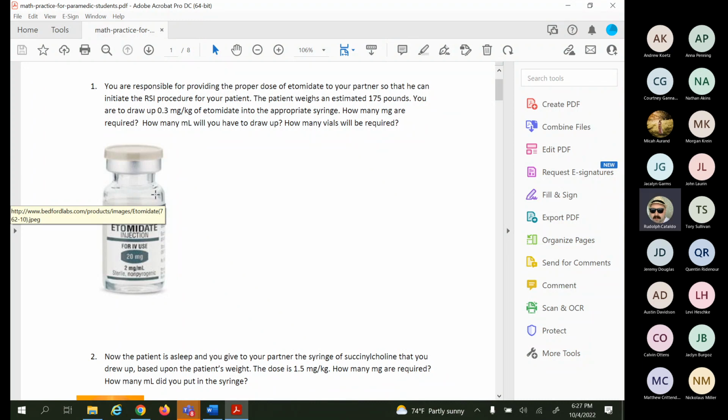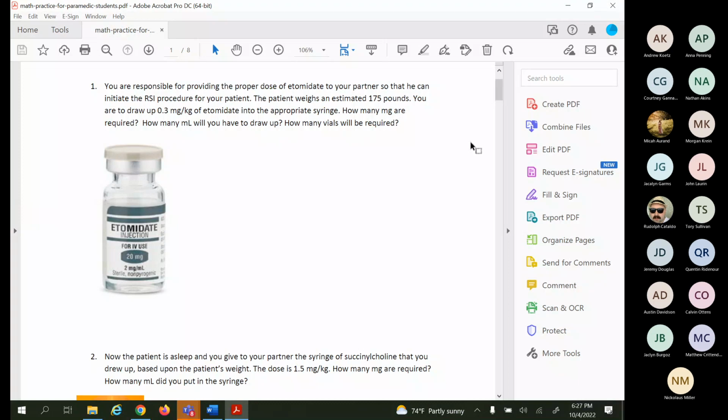So how many mLs do I need to draw up? If you're looking at that vial, it's 2 milligrams per ml. How many mLs do I need? 12. Yep. Okay. Do I have enough in that one vial? No, you need 2 vials. Bingo. That's the answer to number 1.